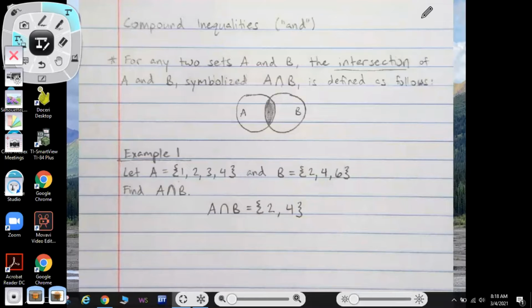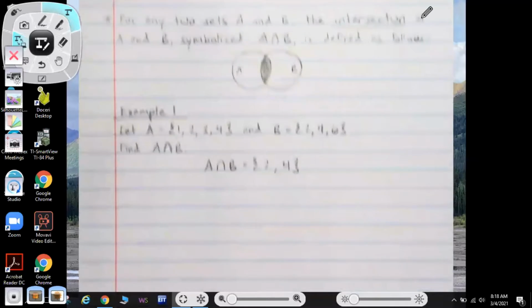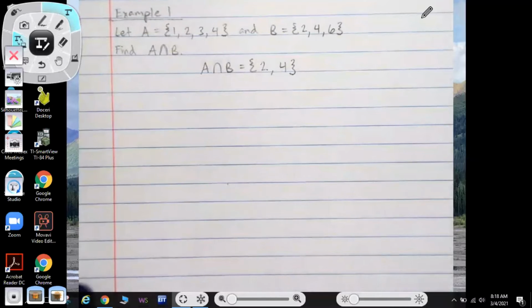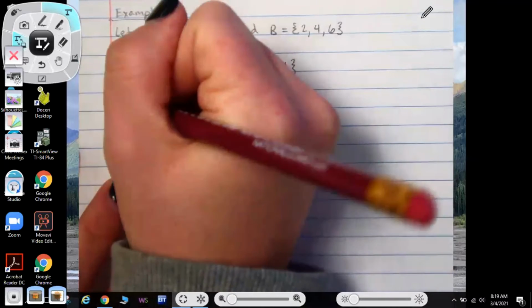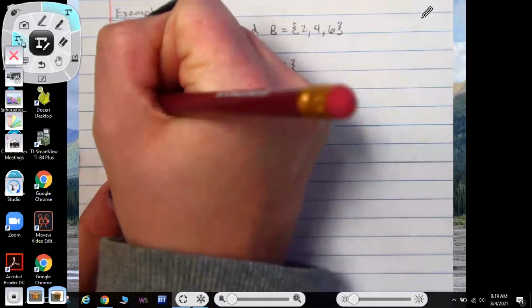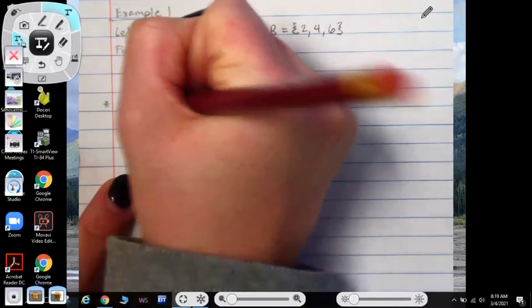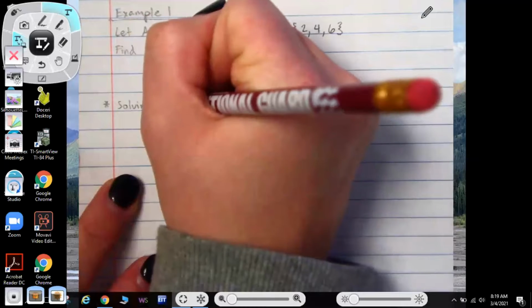Okay, we already talked about the definition of a compound inequality. It's two or more inequalities linked by a connective word, either and or. And last time we talked about or, so this time we're going to talk about and. So we're going to look at the steps for solving a compound inequality with and.